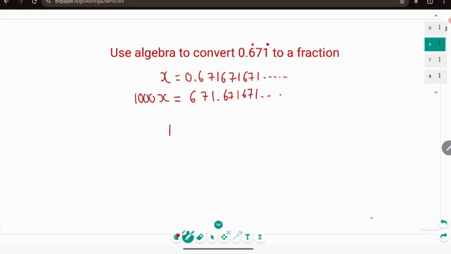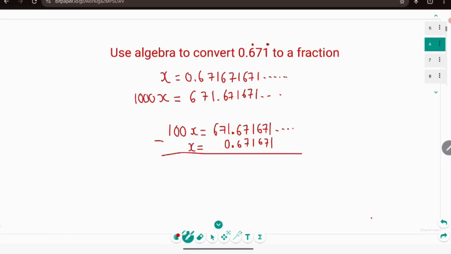Okay, let me write the 1000x at the top. I'm going to write the x underneath. Line everything up, and my decimal points here, decimal points here. Tenths are underneath each other, etc. As you can see, if I subtract now, 1000x, take away 1x is 999x.